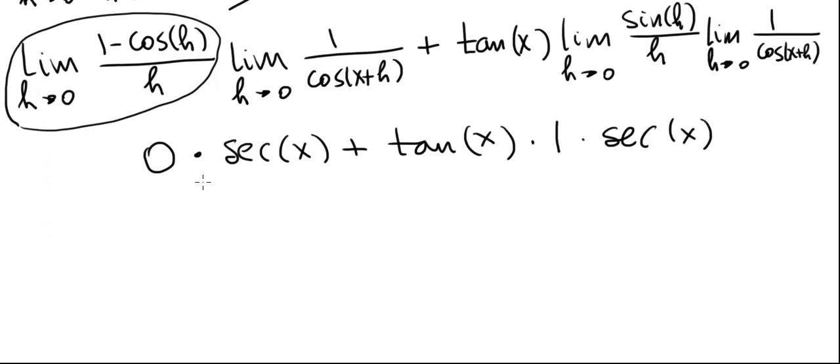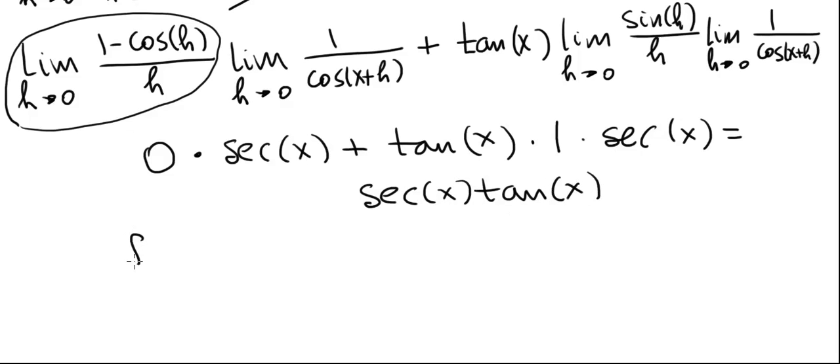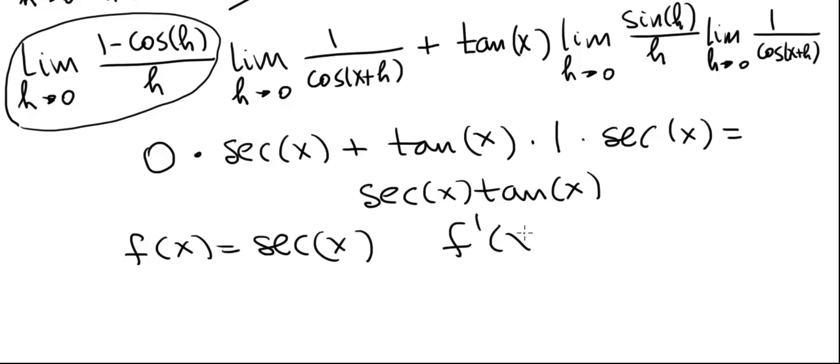Let's summarize this. This is equal to 0 times secant, which is 0. Tangent times secant is tangent secant, but usually we write secant first. We write secant x times tangent x. So to summarize, if our function is f of x equals secant of x, its derivative, as we just saw by definition, is secant of x times tangent of x.